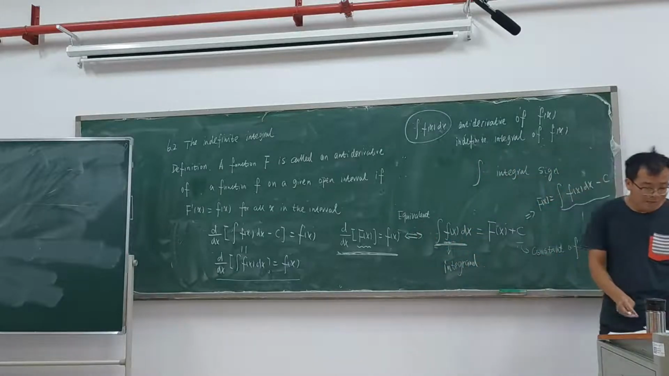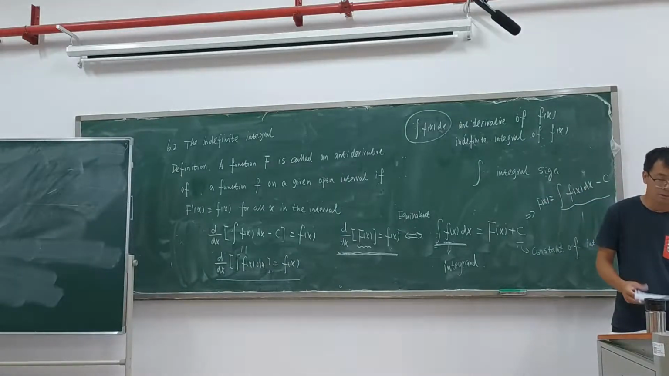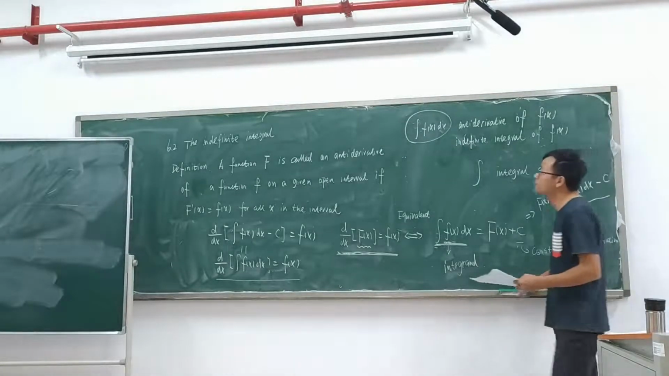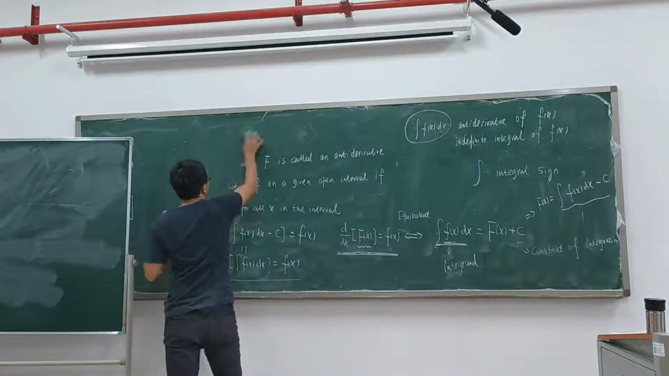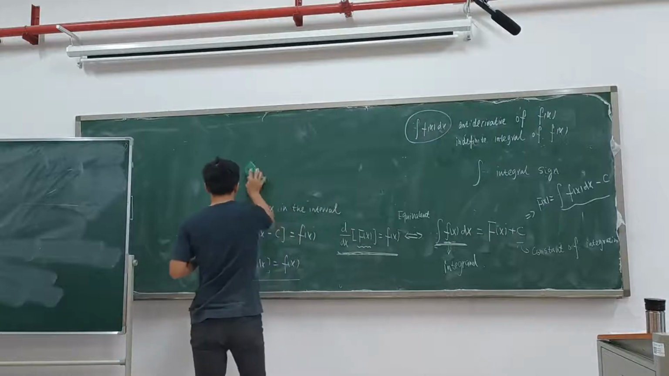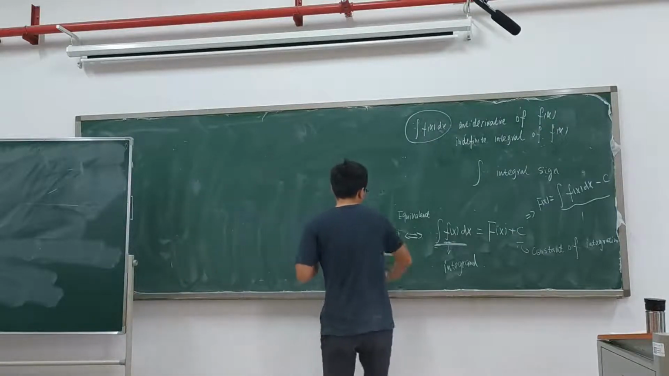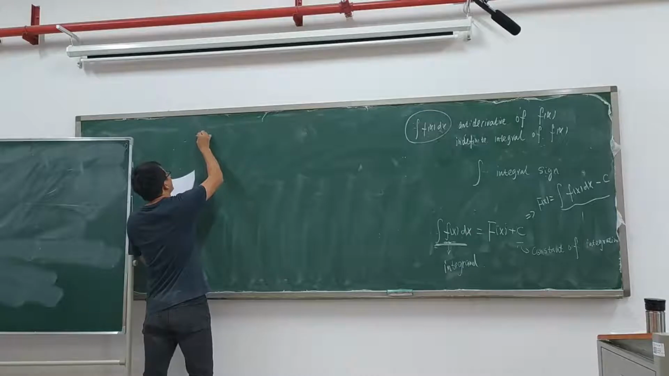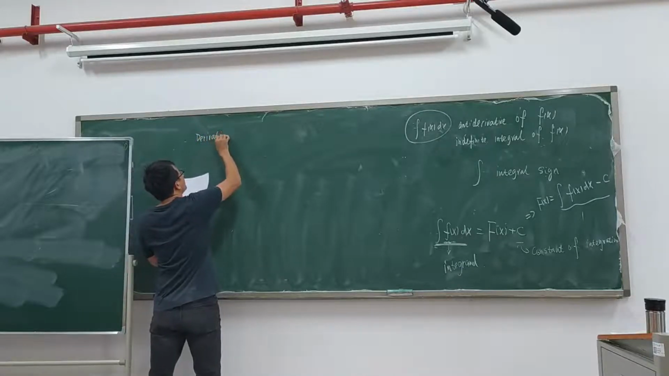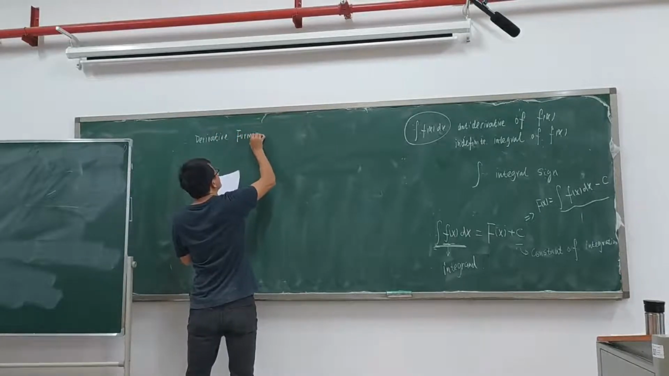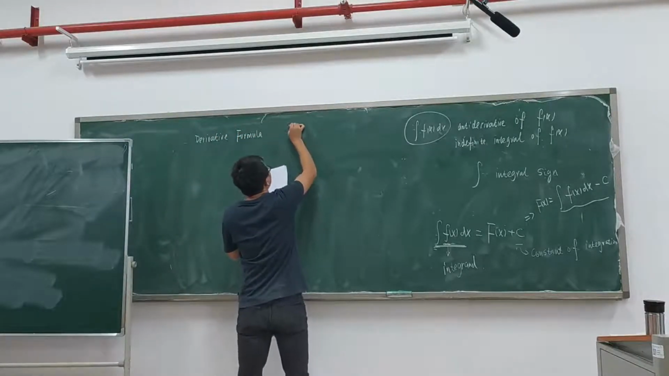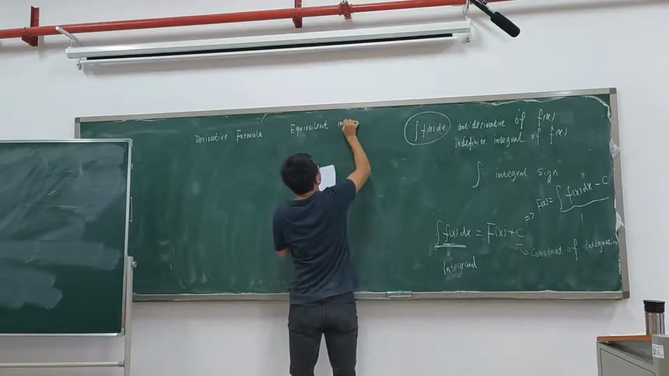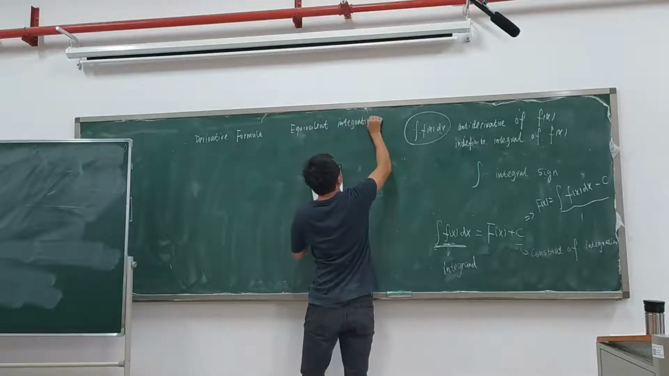So now I give some formulas, and you must remember them. Take those now. The left side is the derivative formula. The right side is the equivalent integration formula, okay?